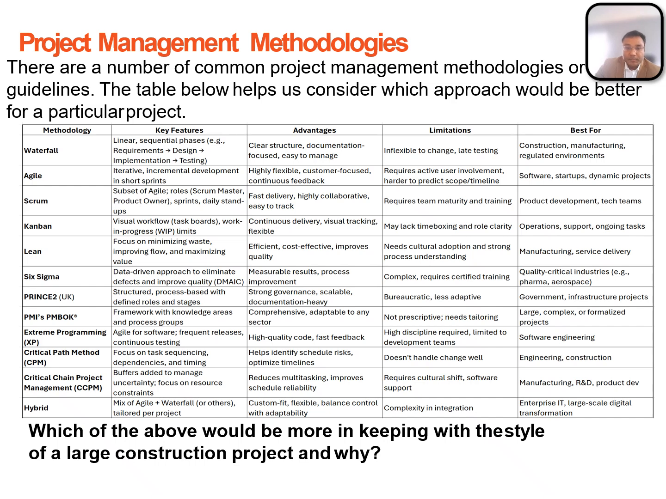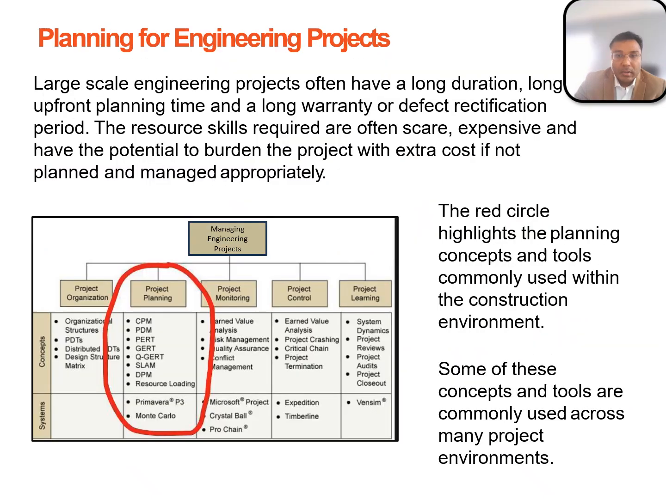you choose your methodology. So this slide looks at project planning for engineering projects. When planning an engineering project, precision and predictability are critical. These projects often rely heavily on detailed design, regulatory approvals, and structured timelines. So we explore how scope, cost, and resource planning adapt to technical constraints.